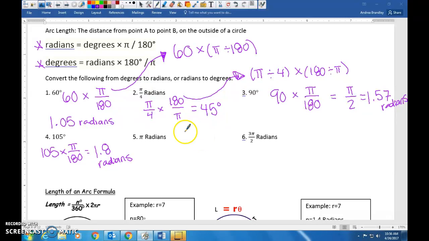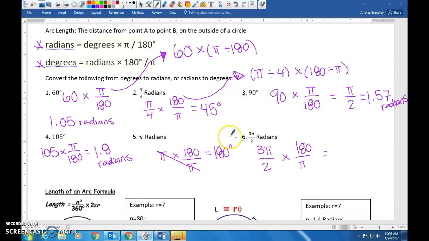And then for these last two, I'm going the other way. I'm given radians, I want degrees. Using the degrees formula, I have pi times 180 over pi, which I don't even have to enter into a calculator because the pi's cancel out. So pi radians is the same as 180 degrees. Then the next one, using that same formula, radians times 180 over pi, is equal to 270 degrees. That shows how to go back and forth between radians and degrees.